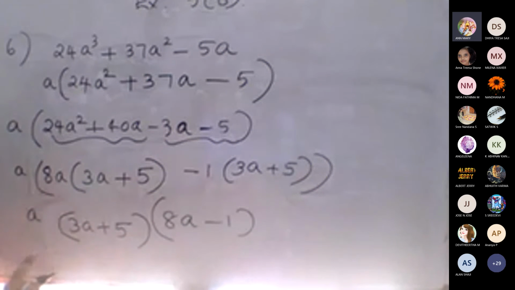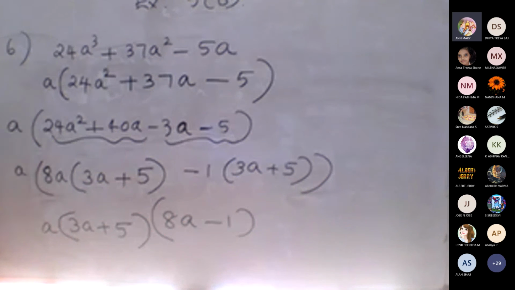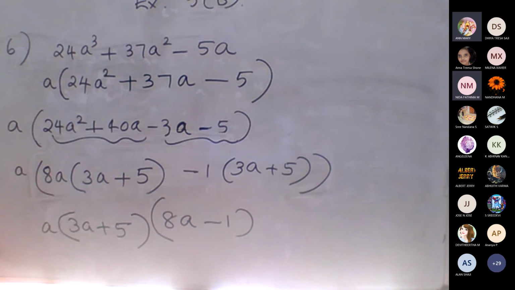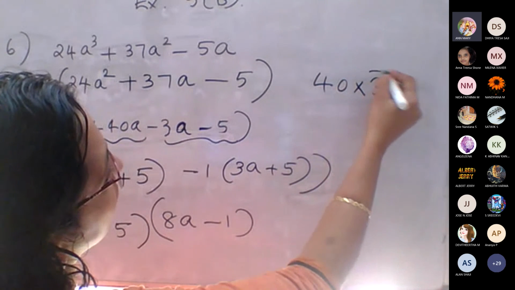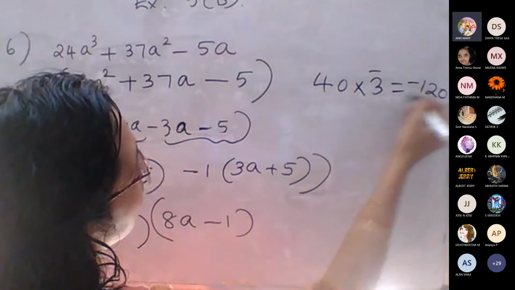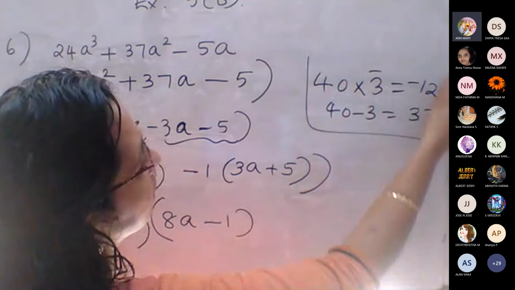So what is the final answer? A is already there. A into 3a plus 5 into 8a minus 1. Is it okay? Yes, ma'am. Right. So up to this we got 40 into negative 3, which is negative 120. So 40 minus 3 is equal to 37. Do this in the working order.